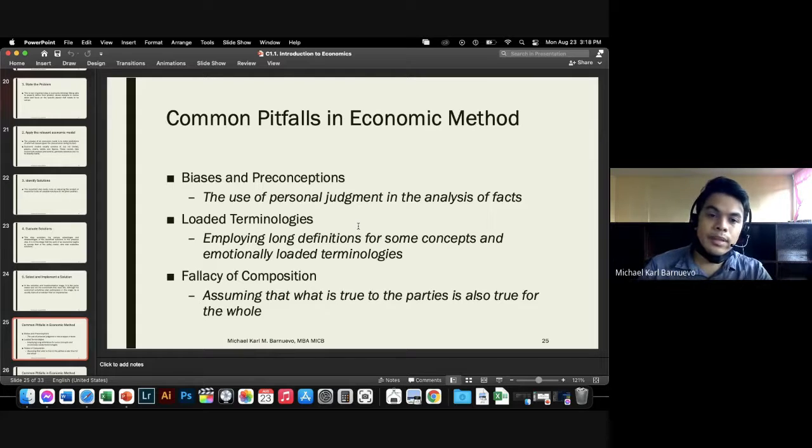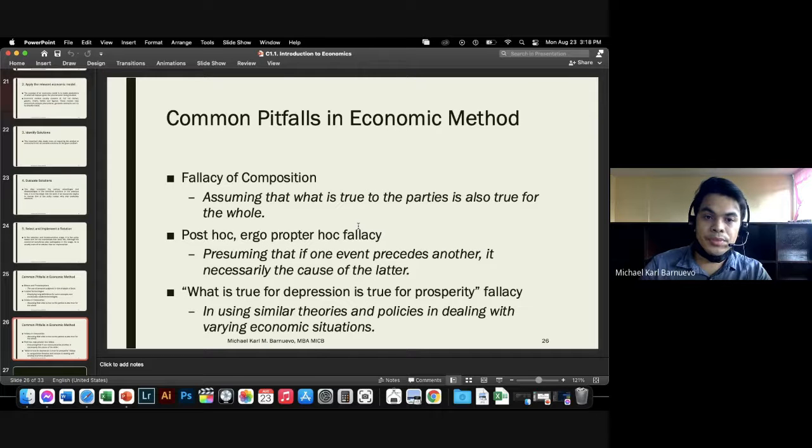All right? Next. Let's go to the post hoc ergo propter hoc fallacy. This is a Latin phrase. Presuming that if one event precedes another, it is necessarily the cause of the latter. This is now the cause and effect. Cause and effect fallacy.